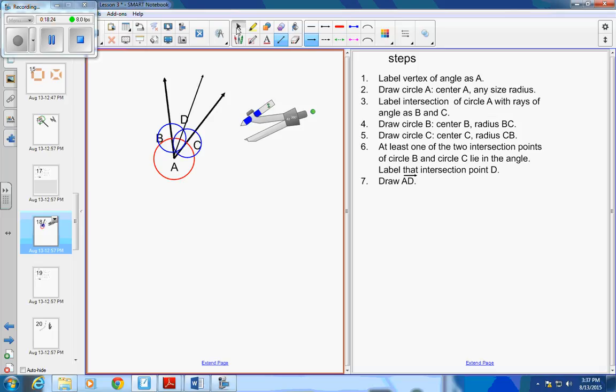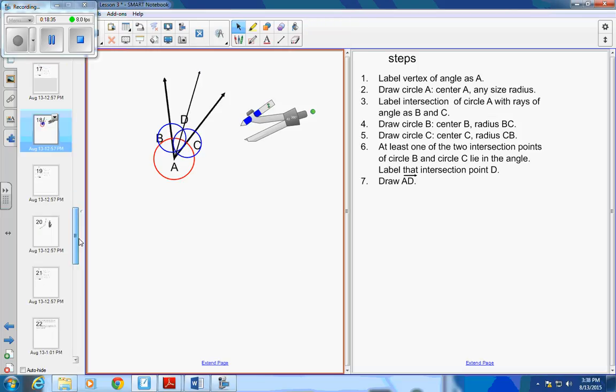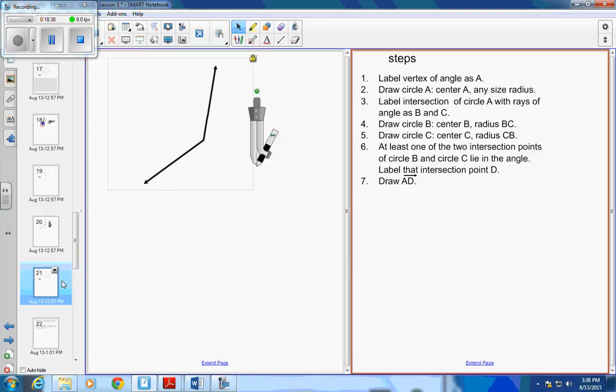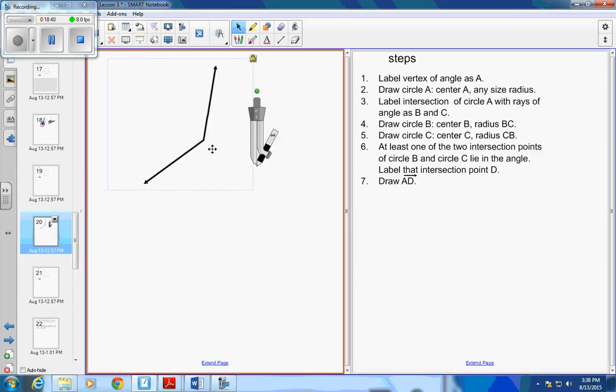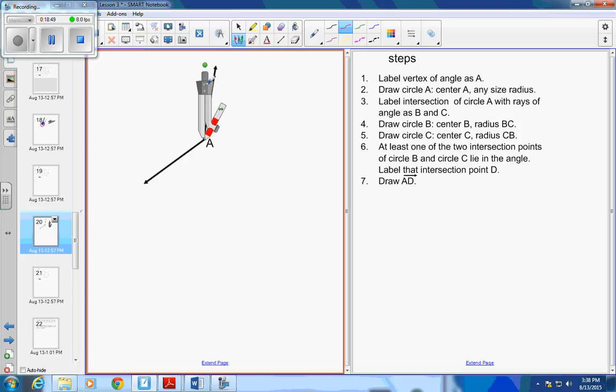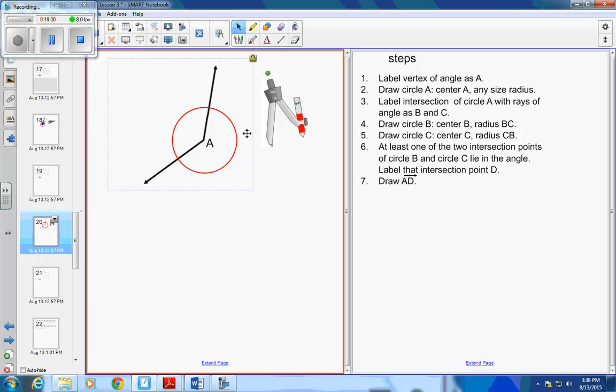And I'm off just a little bit. There we go, that's better. Okay, one more time. I'm going to label my vertex A. I'm going to put a circle centered at A with any radius. Going to label my intersections with the circle and the angle as B and C.